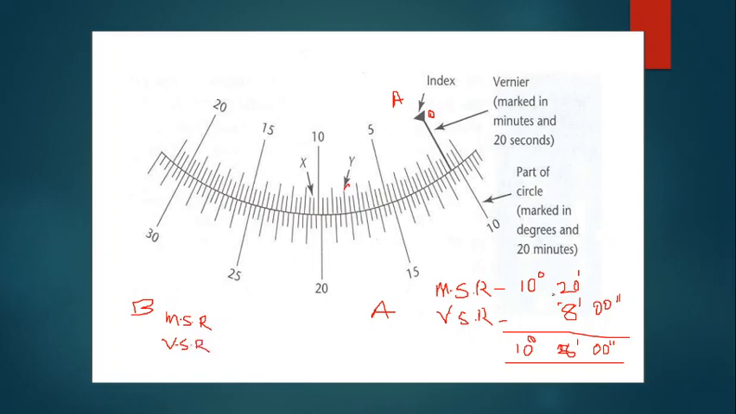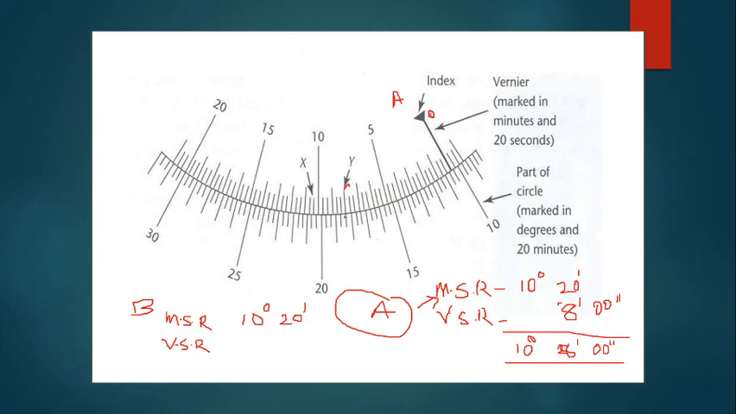Now main scale reading will be same as your vernier A value. Vernier A's main scale reading is the same. But in vernier B in the tabular form I must record minutes and seconds only. So therefore I will consider the main scale reading of vernier A: 10 degrees 20 minutes, and the vernier scale reading for the B vernier scale.